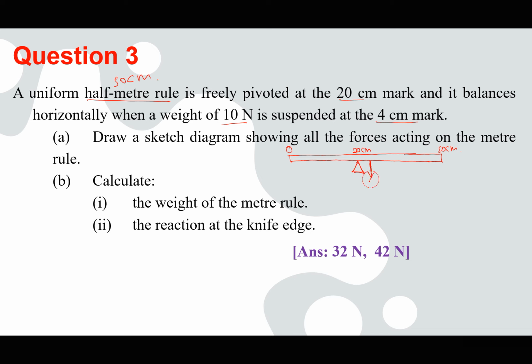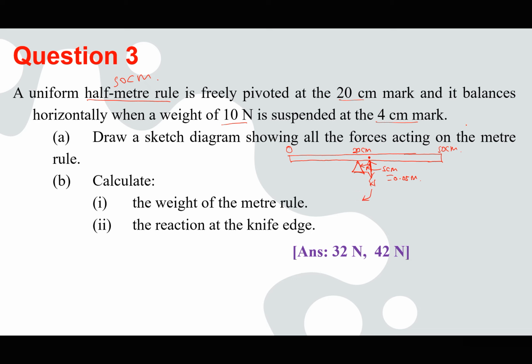So this is going to be the weight of the meter rule at the 25 centimeter mark, which means the distance here is going to be 5 centimeters, which is 0.05 meters. Of course, this is going to cause a moment which is clockwise.